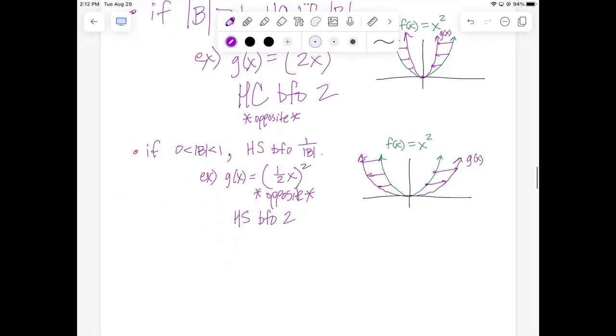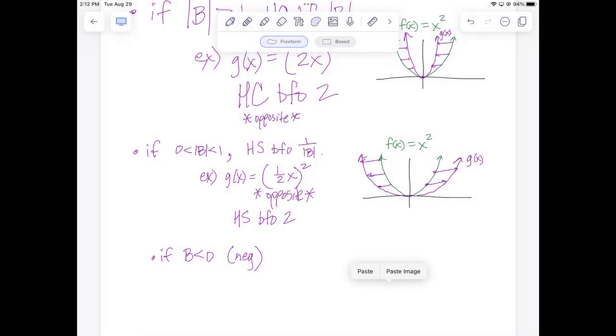All right, and then there's one last thing B could be. We could say if B is less than 0, that is if it's negative, that means all of your x values are going to trade places, right? So think about, let's put the x squared down here for this one. Go ahead and paste x squared in there. If B is negative, all of your x values change places. So you're going to have this x value coming across to that value. So a positive 3 is going to become a negative 3. A negative x equals 5 is going to be a positive x equals 5.